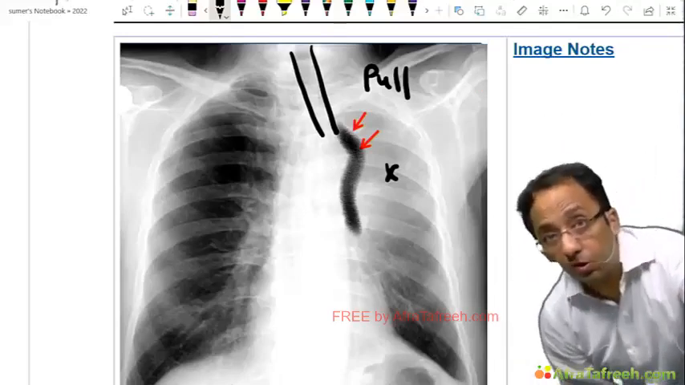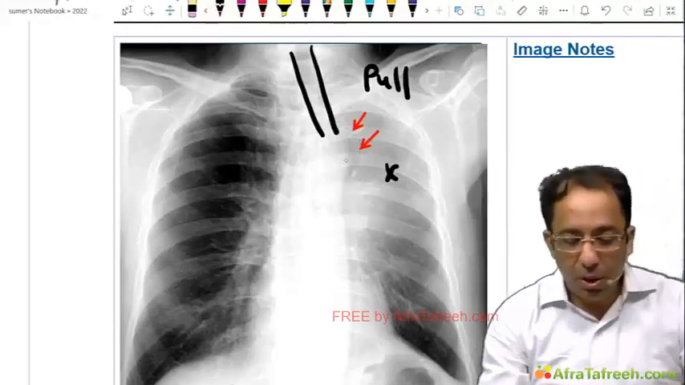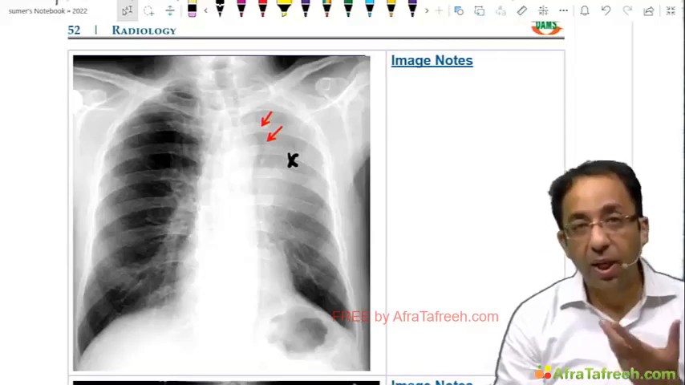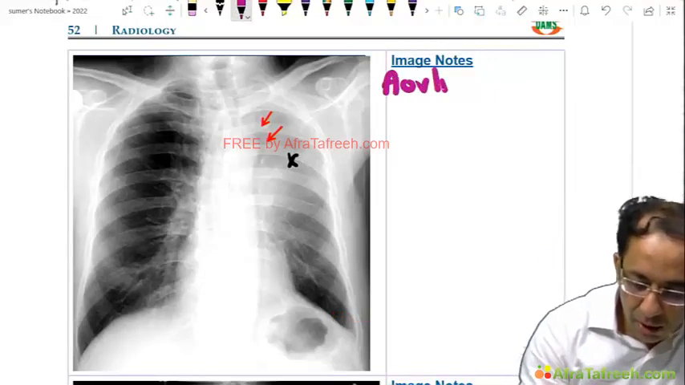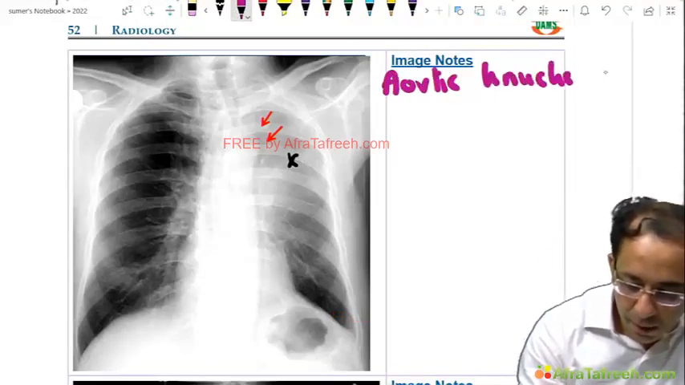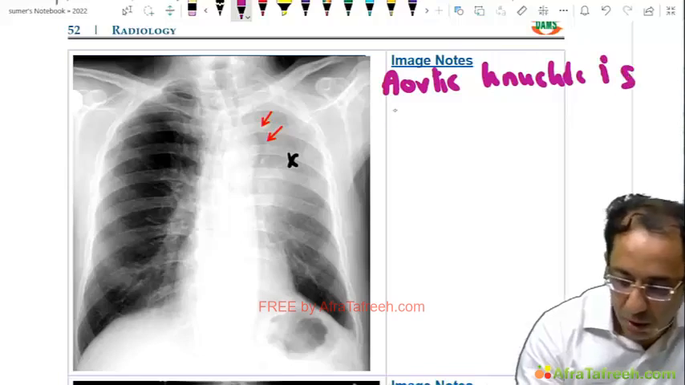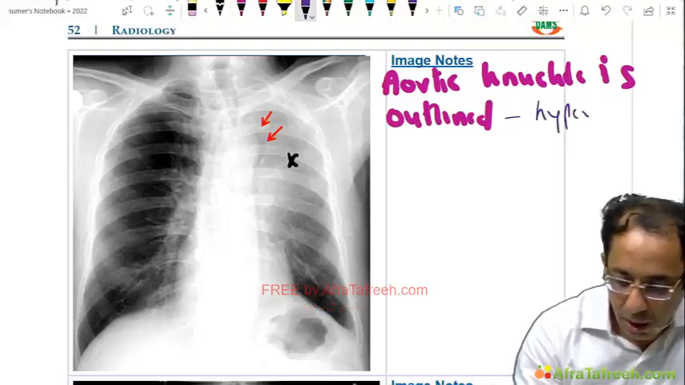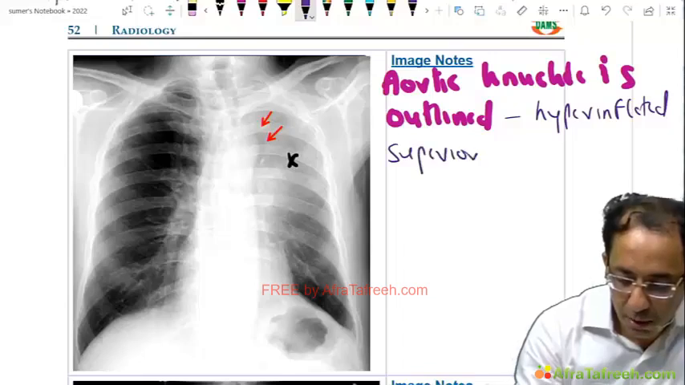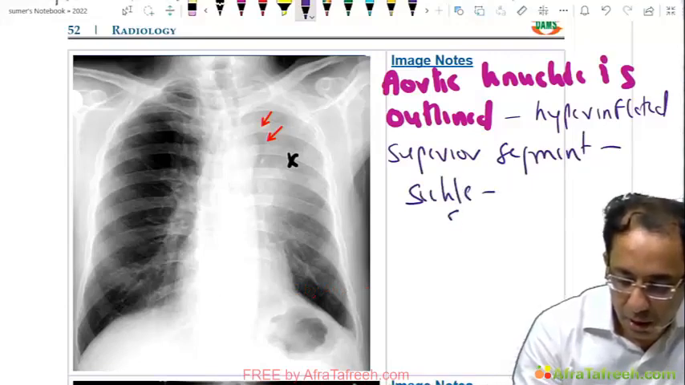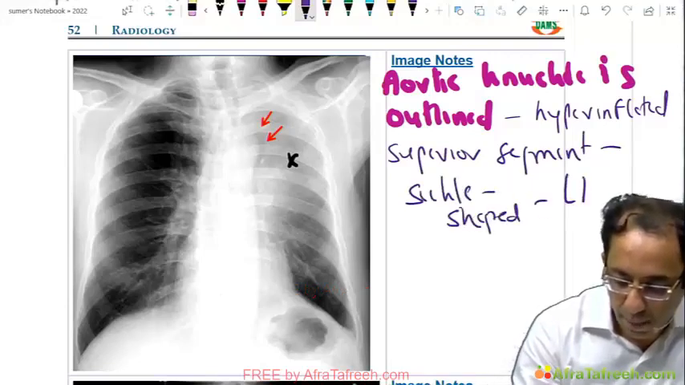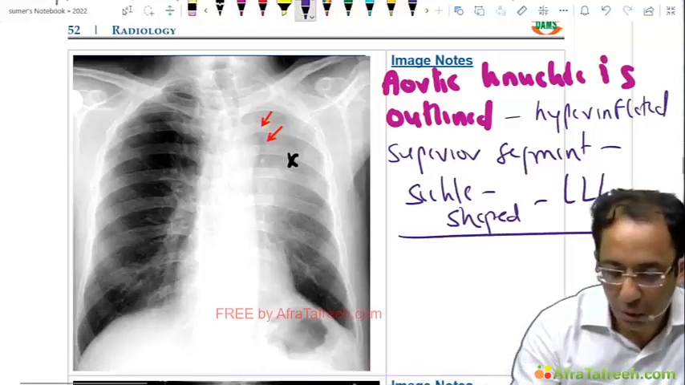Are you clear or not? Now I am again repeating. This is not pneumonia because the trachea is pulled and I can see the aorta. I should not be able to see the aorta. What is happening here? Here the aortic knuckle is outlined. It is very difficult. Listen to me. It is outlined by the hyperinflated superior segment, which is shaped like a sickle, of the lower lobe. Are you able to understand my point?